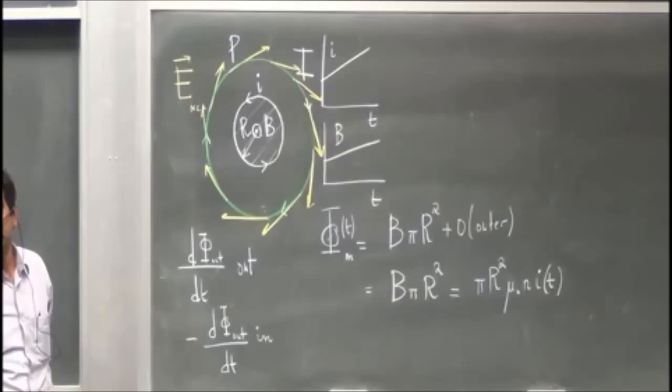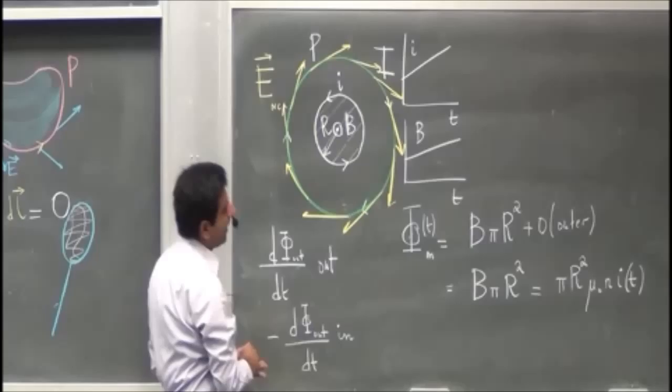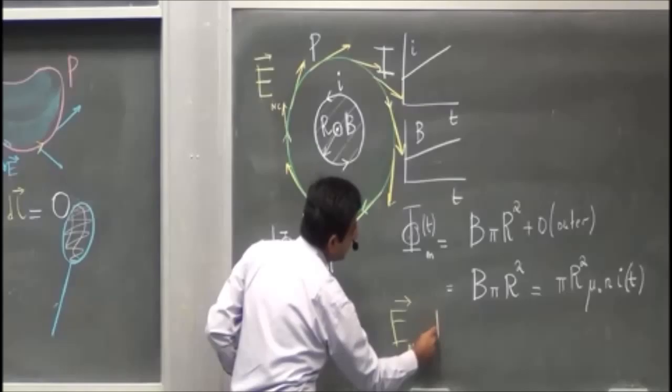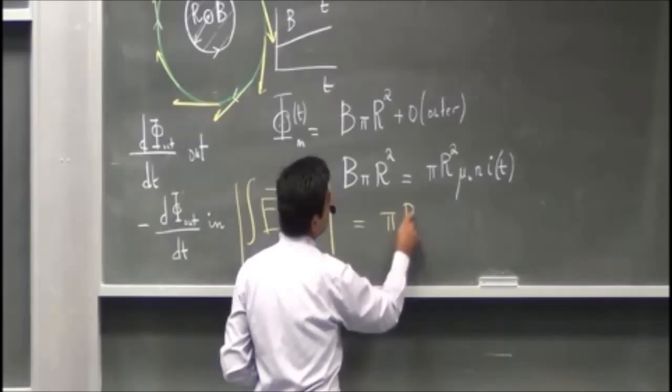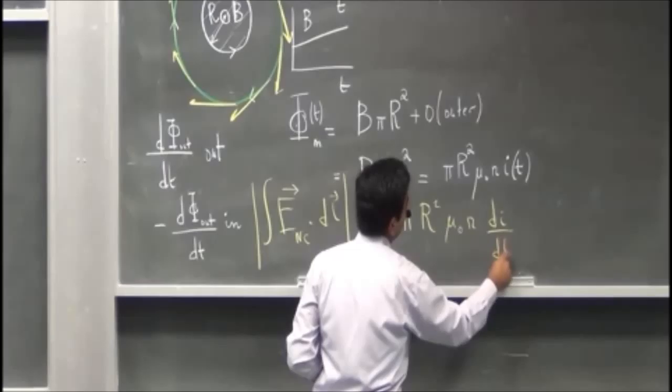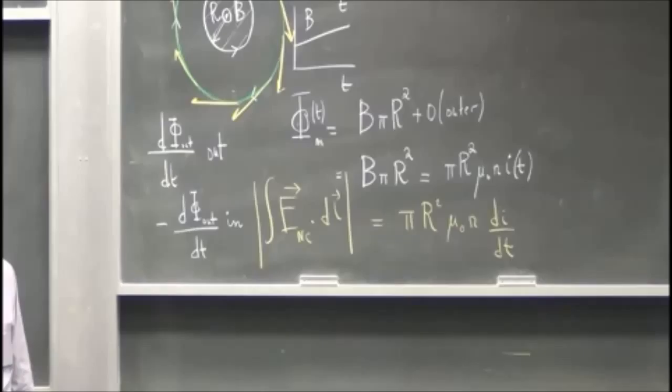So a curly electric field E, non-conservative, is produced whose direction is all along the tangent to this hypothetical path B. Now choosing whether this electric field is pointing in this direction or in the opposite direction is determined by minus d phi by dt. Now, a non-conservative electric field is developed, and if I take E, this non-conservative field dotted with dl over this closed path, then its magnitude will be equal to pi r square mu naught n dI by dt. It's just going to be the derivative of this flux.